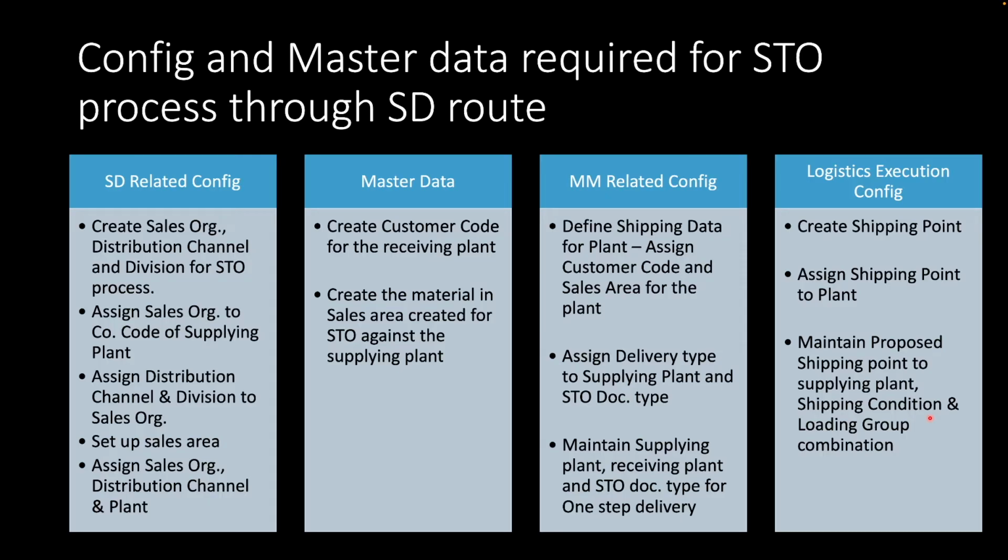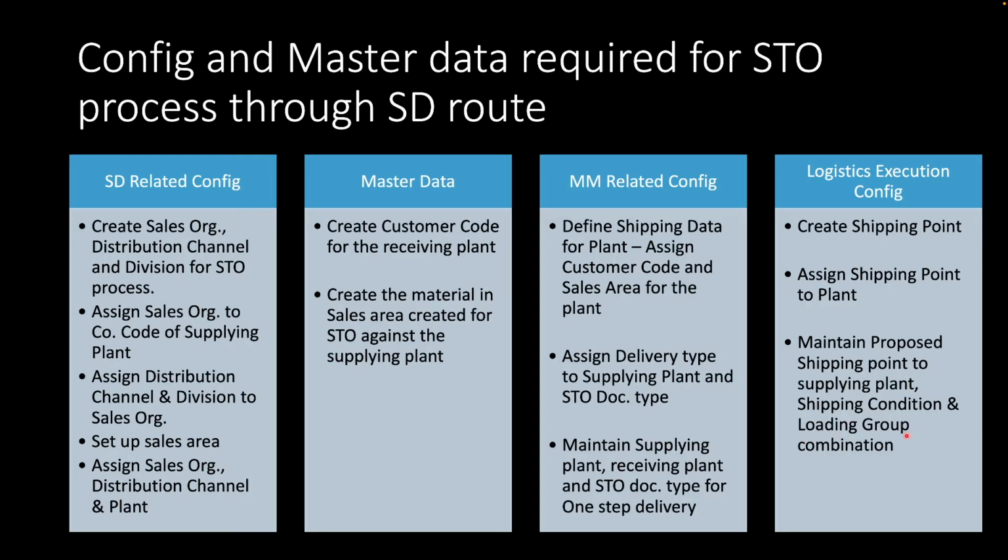Now, who is the customer here? The receiving plant is the customer. So in the customer code of the receiving plant, you will maintain this shipping condition. Okay. And what is a loading group? Loading group tells what kind of loading happens for the material. So loading group is part of the material master.